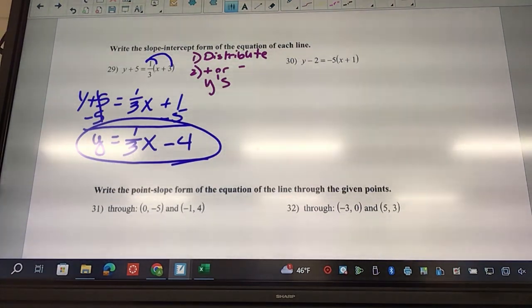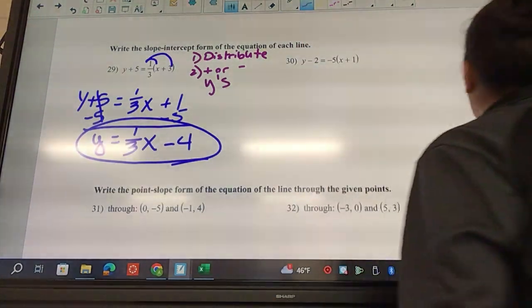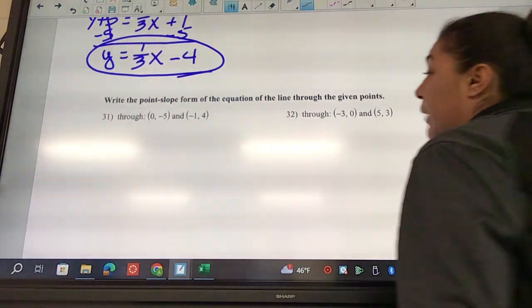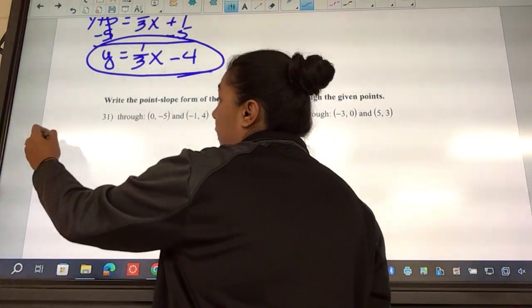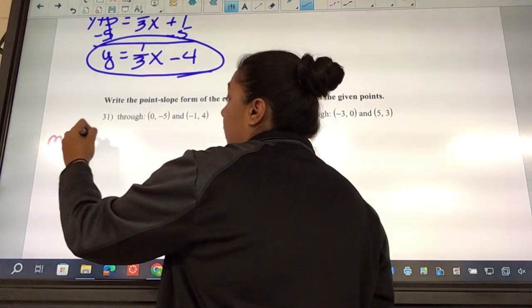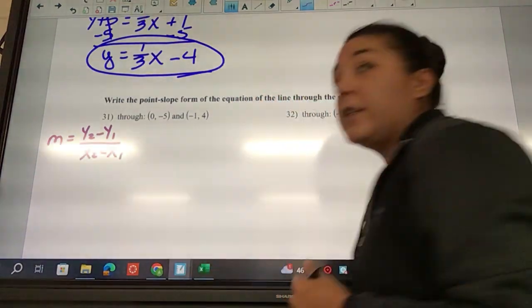Okay, write the point slope form of the equation of the line. Again, in this one, you're going to have to use this first formula, and I'm just going to write the formulas next to the problem, but you're going to be using this: m equals y2 minus y1 over x2 minus x1. That's our first step.